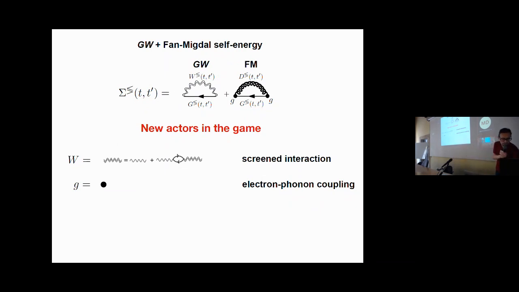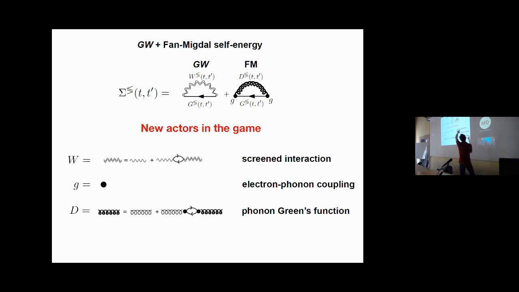And there is also this spring line in the Fan-Migdal self-energy, which contains the phonon Green's function. So this means that if we want to study electron-phonon coupling, we have to propagate not only electrons, but also phonons. And D obeys this other Dyson equation. And there is another auxiliary quantity, which is the polarization, that you can see immediately is very useful to calculate both D and W.